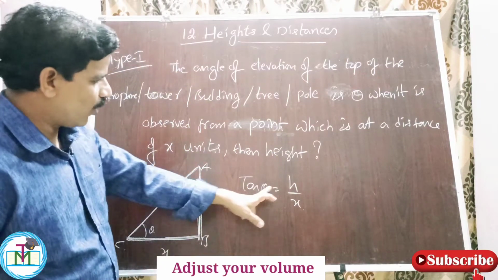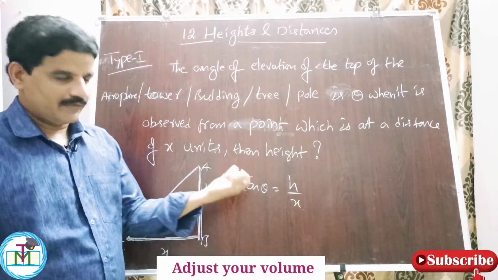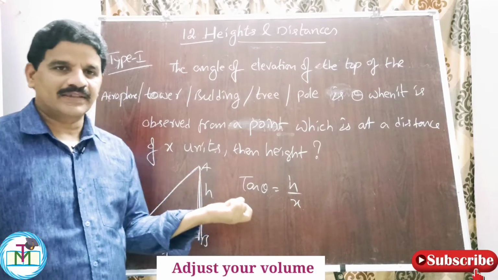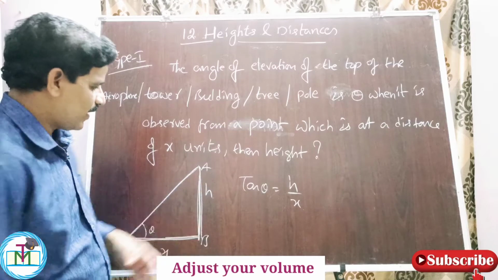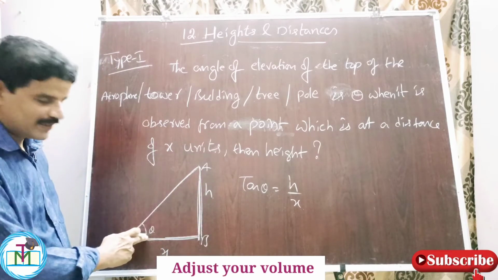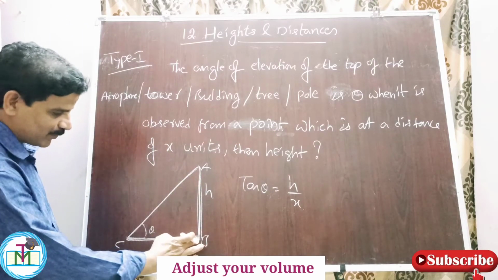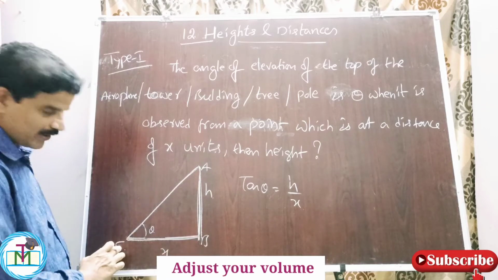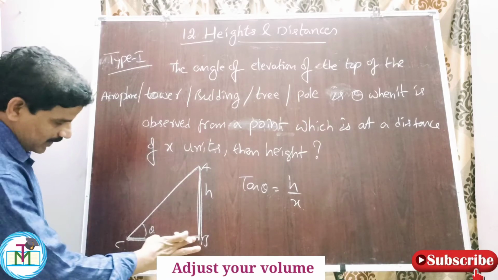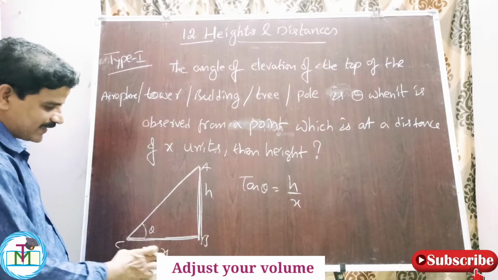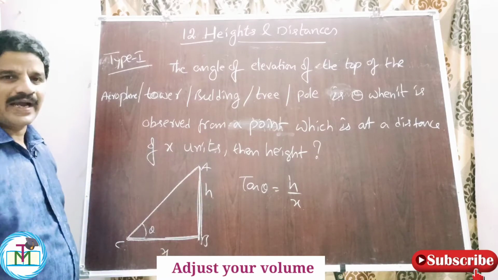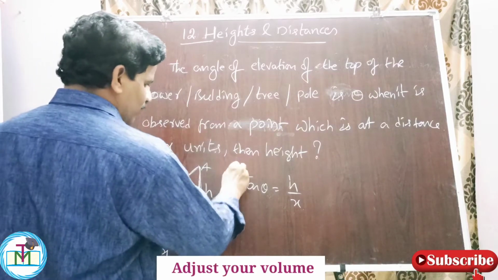So here three variables are there. Whenever h and theta are given, that is, height and angle of elevation are given, we can calculate the distance from the bottom of the tree to the point of observation. Or whenever the distance between the bottom of the tower and the observation point x is given, we can find what? Height.